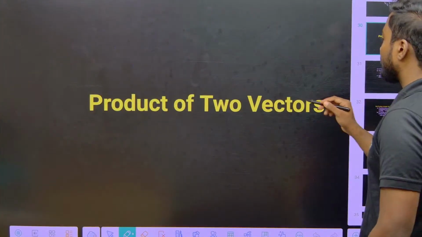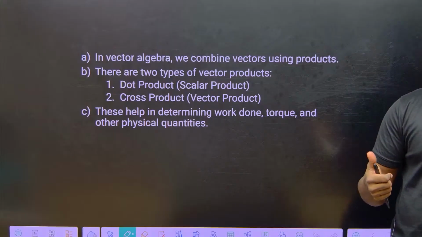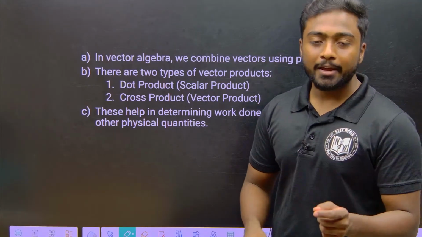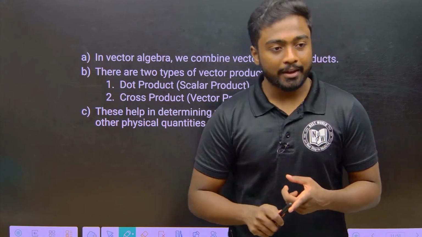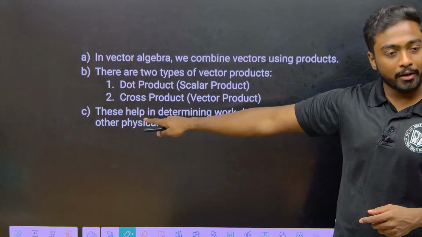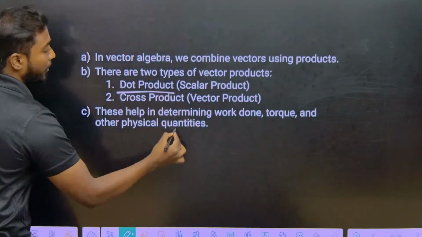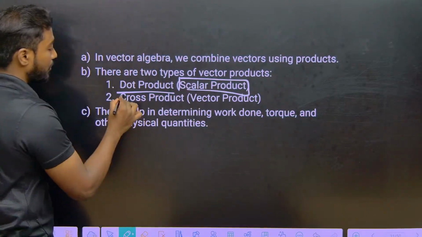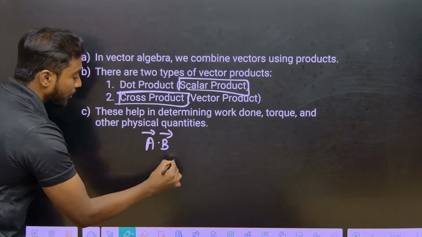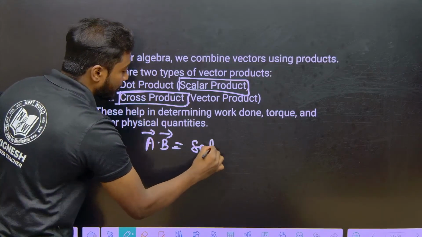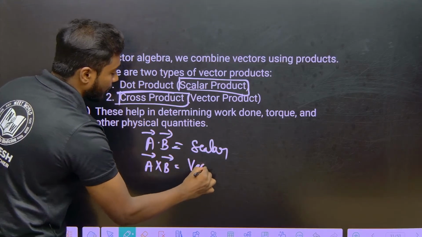So next one is product of two vectors. Vectors can be multiplied in two types. One is dot product and one is cross product. When I multiply two vectors, the resultant can be either scalar or a vector. When I get a scalar, I use the dot product. When I get a vector, I use the cross product. So A dot B is a scalar, and A cross B is a vector.